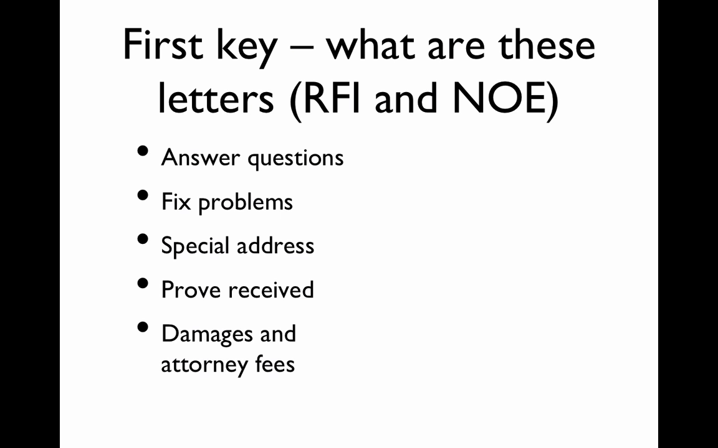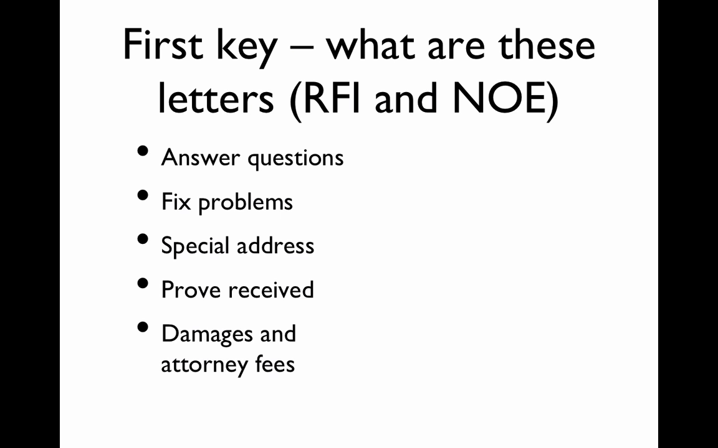So with request for information, when they get these letters, they have to decide, do I give you the information or do I not? Notice of error, they have to decide, do I fix this problem or do I say there is no problem? And if a mortgage company does not give you the information or does not fix the problem, then they better be right that you're not entitled to the information or there is no problem to fix, because if they're wrong, they can get sued for that. And we'll talk about that in a second.